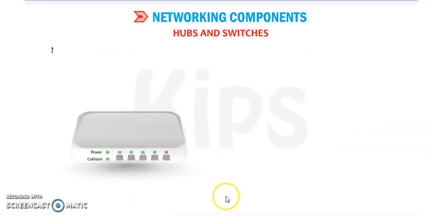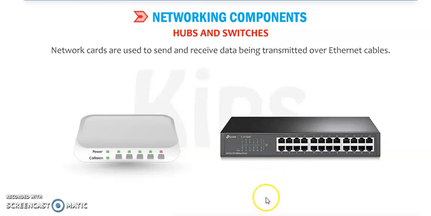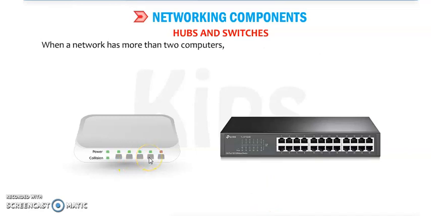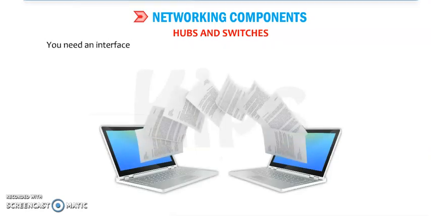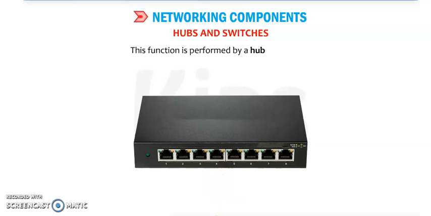Next is hub and switches. Okay, this is for connecting one or more computers with one device. We can share information with this device. Network cards are used to send and receive data being transmitted over Ethernet cable. When a network has more than two computers, we cannot directly connect all the computers together. You need an interface through which the computers can be connected and data can be sent and received. This function is performed by a hub.